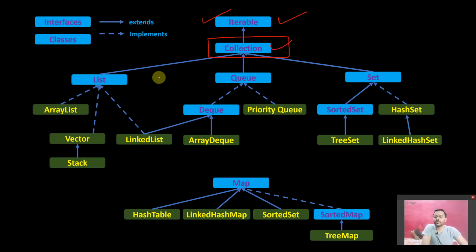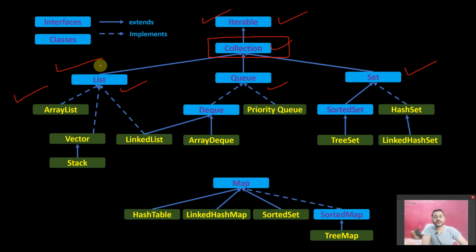On top of it we have three components: List, Queue, and Set. We will discuss each one, and I will explain what all these are. Then we will go for List. We will start the first topic of this playlist: first thing first, we will see List in detail, and today we will start with ArrayList.